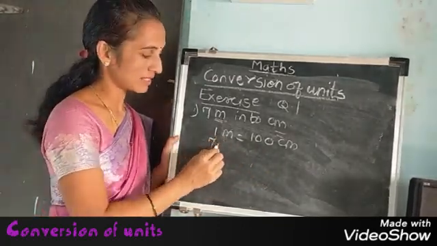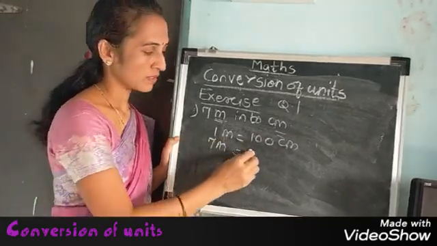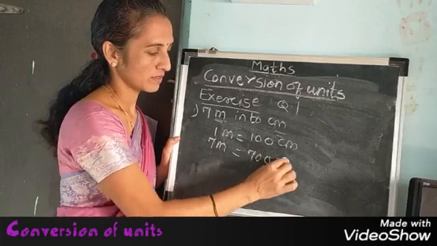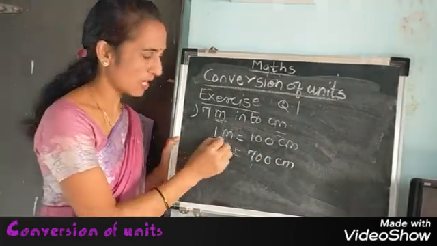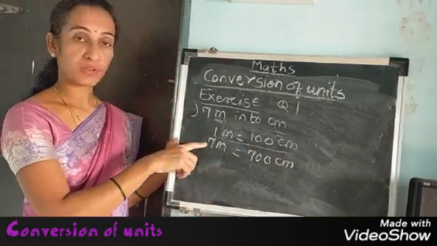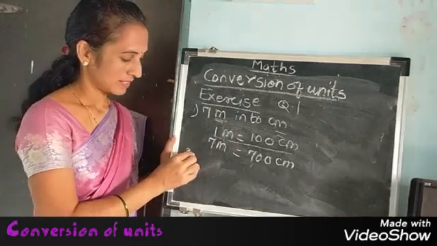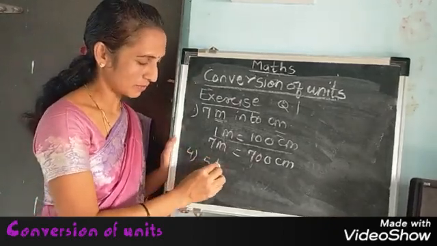Now 7 meter is equal to, on 7 how many zeros I have to put? 2 zeros. It is your answer. Very easy it is, but you have to write this important note when you will solve the example. Now I will explain you fourth one example.